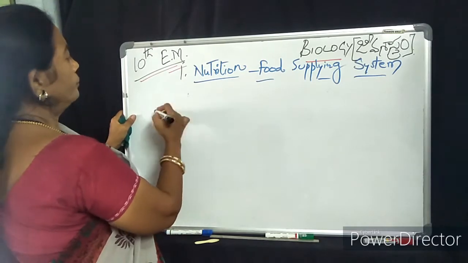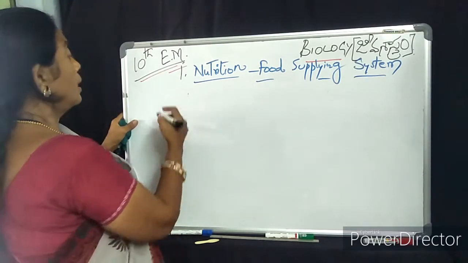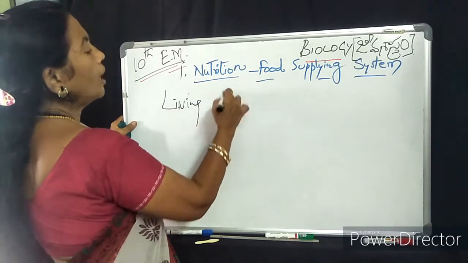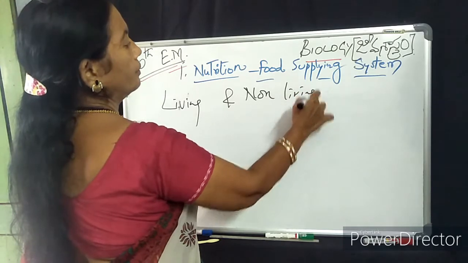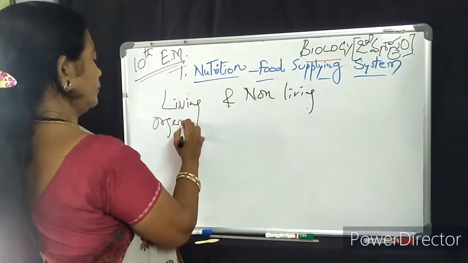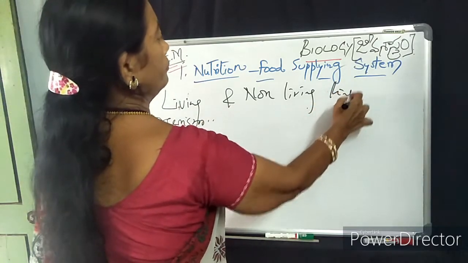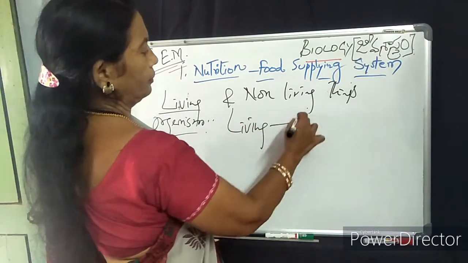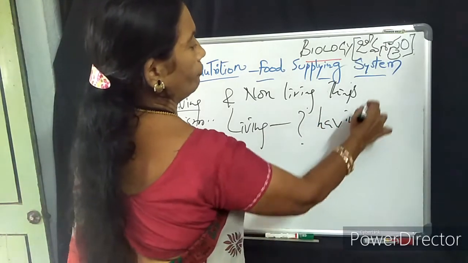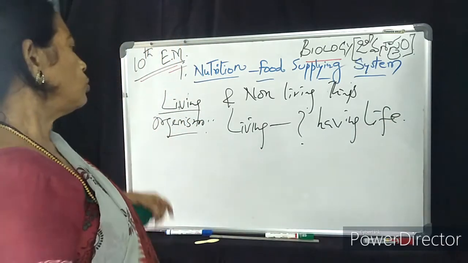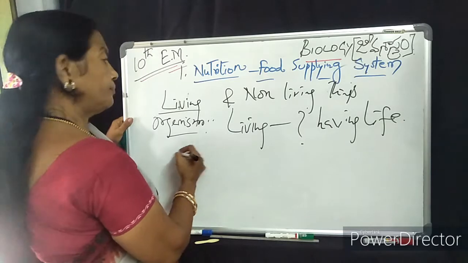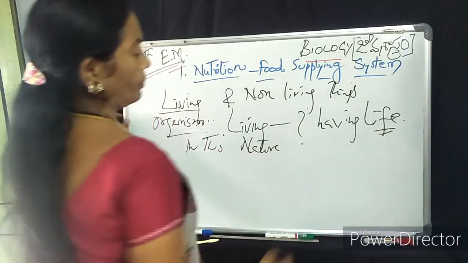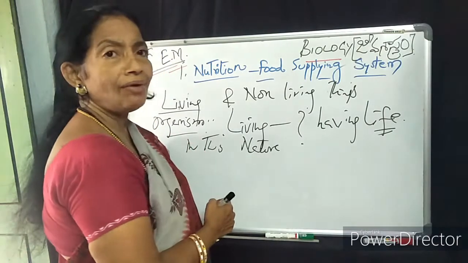So in this nature we have living organisms and non-living things. Living means having life. Living means having life. Who has life? What are the living organisms in this world?